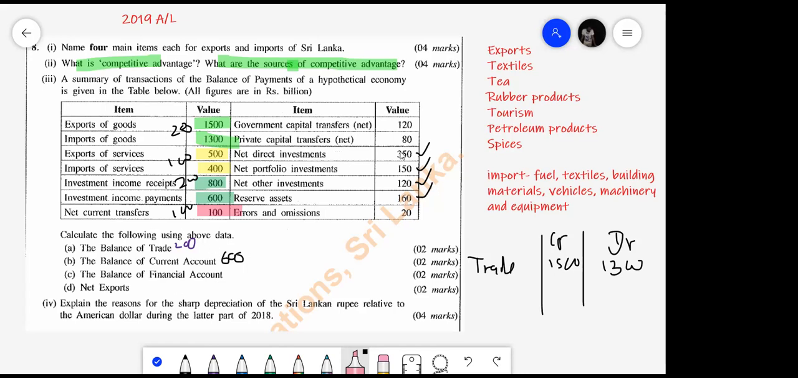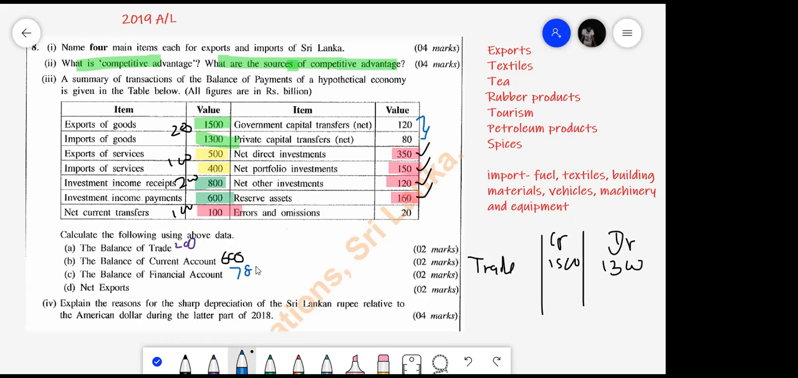So how do you get your financial account balance, guys? 350 plus 150 plus 120 plus 100. Now these capital transfers and private capital transfers will come in your capital account, things like patents and intellectual property. These are all capital account. Now they have not asked you for capital account. So how much is the total of the financial account, guys? If you add all this, 350, 150, 500, 500 plus 280 is 780.